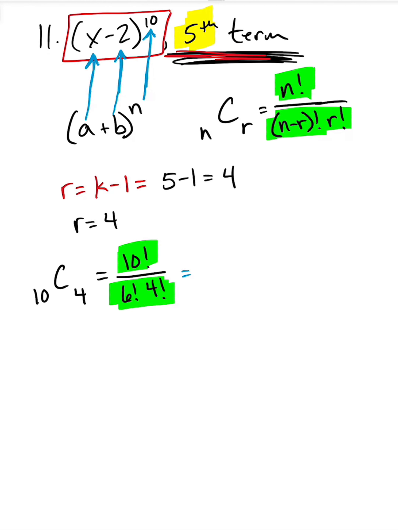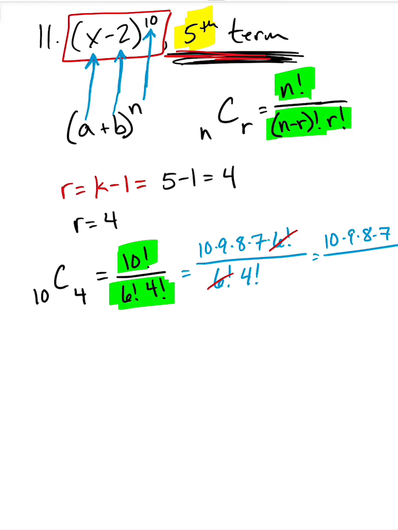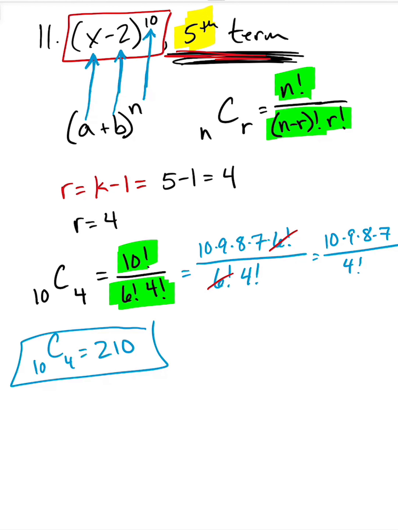So now I want to simplify. I'm looking for the coefficient, so 10 factorial is 10 times 9 times 8 times 7 times 6. I'm going to stop right there because the rest of it is 6 factorial, and as I look at my denominator, I notice that there's a 6 factorial, so I can go ahead and cancel that out. Then I end up with 10 times 9 times 8 times 7 divided by 4 factorial, which is 4 times 3 times 2 times 1. As I simplify this, I end up with 210, and that is my coefficient for this particular problem.